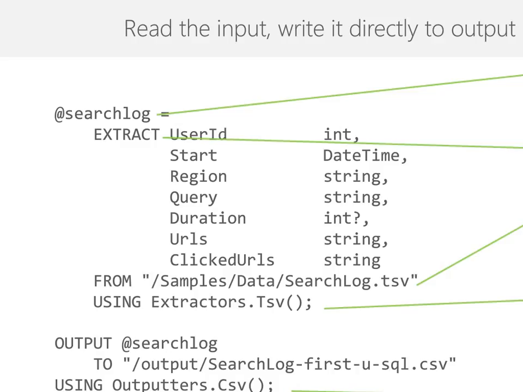And here you can also see extractors. Extractors are special functions that help you extract data from a file that's stored either on Azure Data Lake Store or Azure Blob Storage. Okay, so now let me switch back to my Visual Studio.